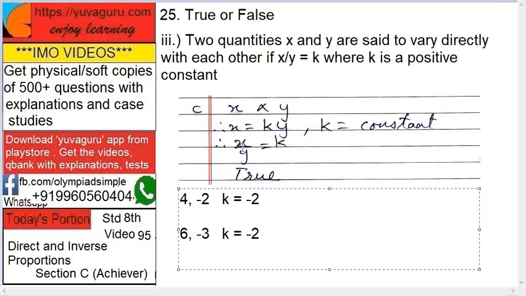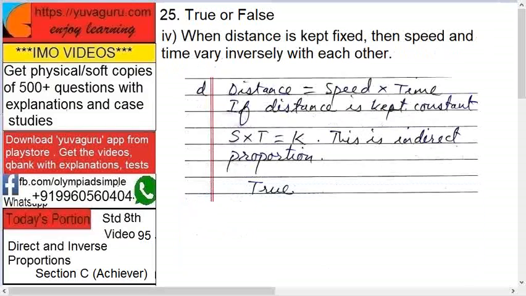So it means that k should not be a positive constant only. It can be any constant, right? Only it should be constant. That's why I have written only constant, right? Important part in this, remember.